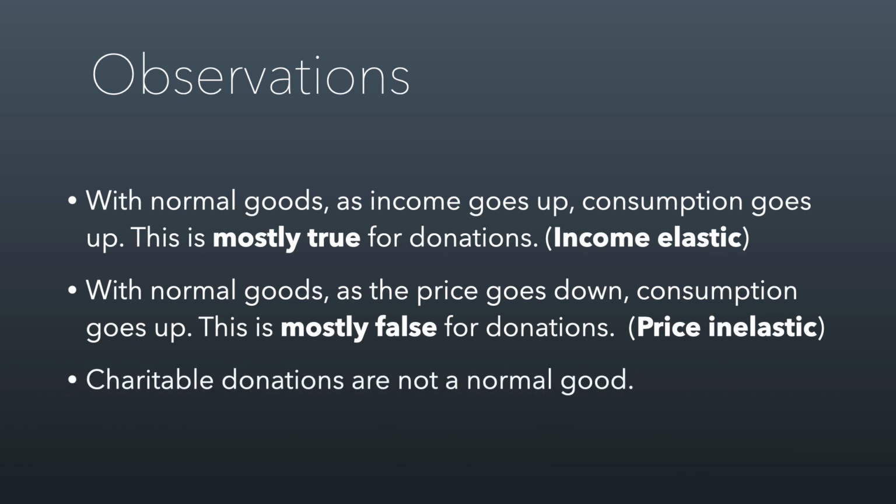And so charitable donations are not a normal good. They don't behave like the other goods that we buy, where as you get more income, you buy more of it, or as the price goes down, you buy more of it. The first part is true, where if your income goes up, you buy more donations. But the second part is not true, where if the price of donations goes down, you don't buy more donations. And I think this makes sense why. True costs of donations are hidden from us, so it's hard to consider that.